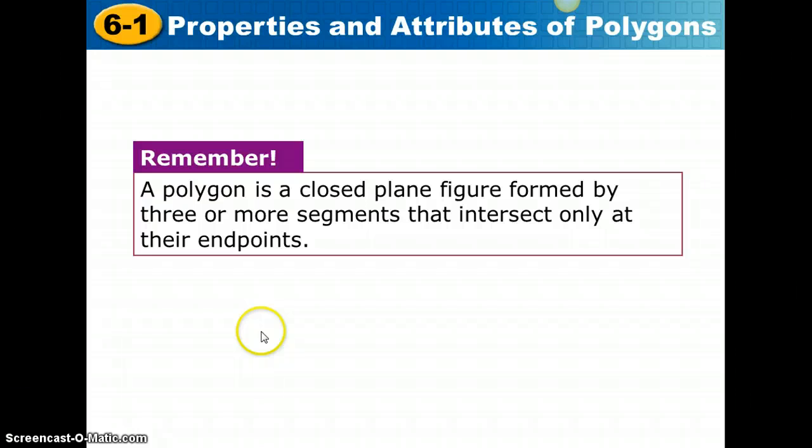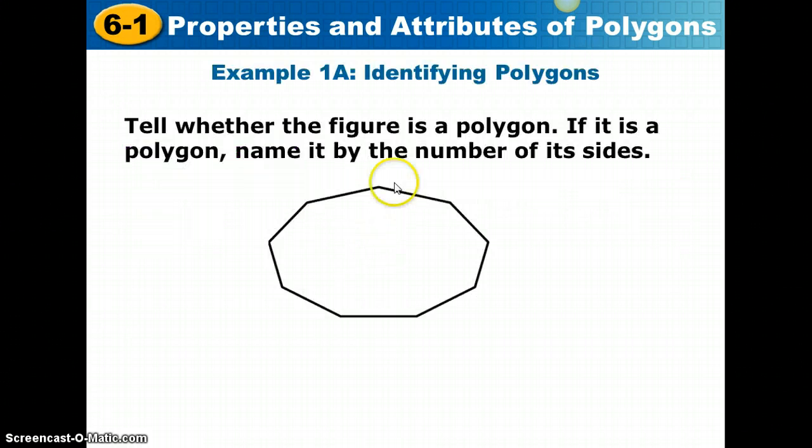Remember, a polygon is a closed plane figure formed by 3 or more segments that intersect only at their endpoints. So the things that make up a polygon are segments, which are parts of lines, insinuating they must be parts of straight lines, not curves. So in these examples, we're going to tell whether or not this is a polygon. If it is, we should be able to classify it by its number of sides.